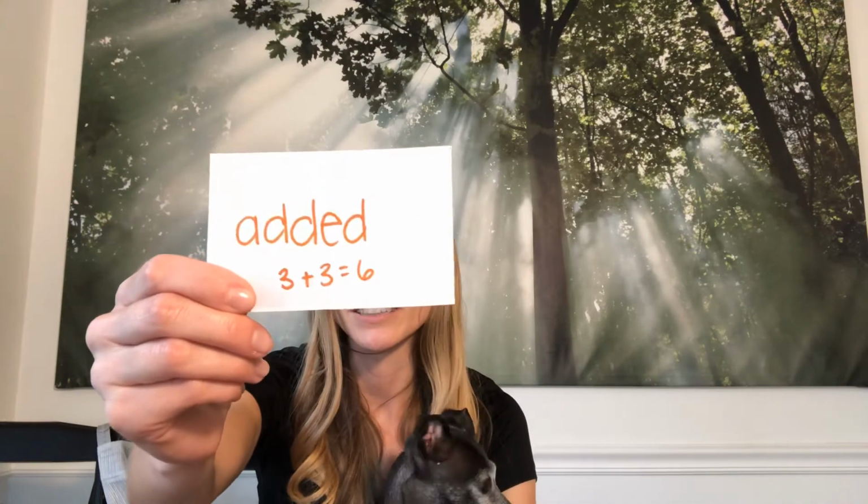Added. So when I go to make my picture at the bottom, let me put Rue on my lap. I can maybe write 3 plus 3 equals 6. I added 3 plus 3. All right, hold on to those. We're gonna finish making our cards tomorrow. All right.